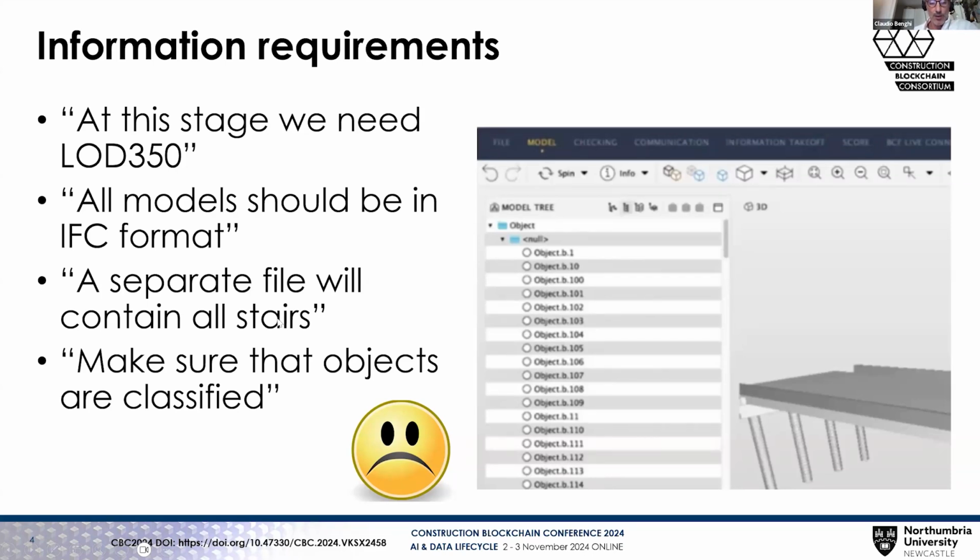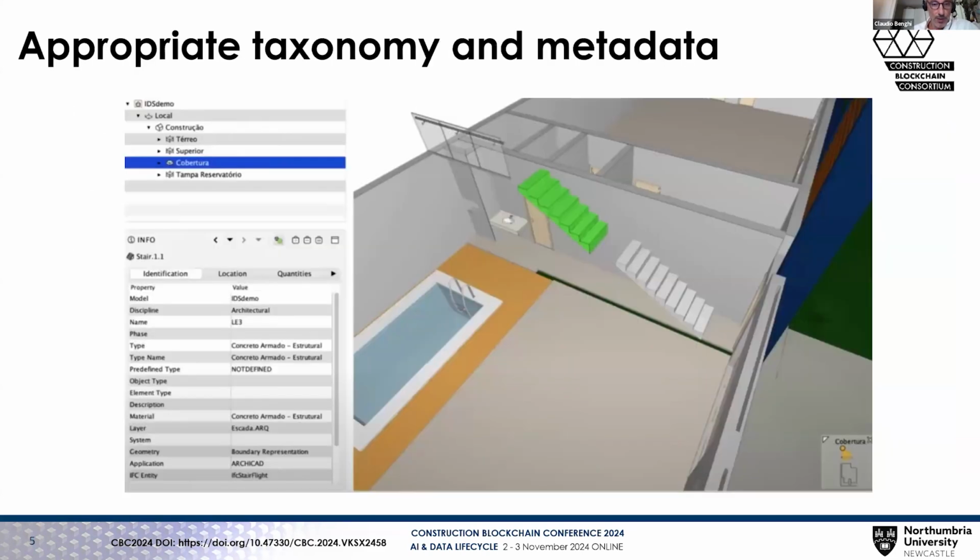Separate file will contain all stairs. Okay. How many stairs are we expecting? What are the criteria that we have to identify all of them, and so on? And make sure that all objects are classified. We've seen plenty of documents of this sort, and this, we think, is not acceptable, and is not even a good starting point for any of the AI conversion that we have seen in previous presentations.